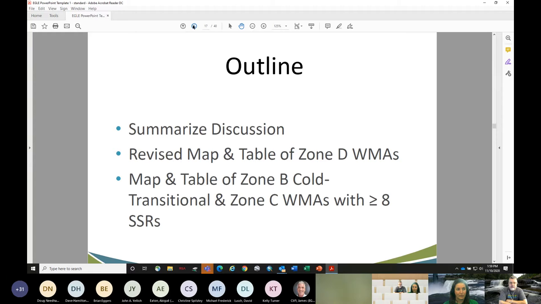Then we're going to present a map and table of Zone B coal transitional and Zone C water management areas that have had at least 8 site-specific reviews. The purpose of showing you these Zone B coal transitional and Zone C water management areas is to bring them to the council's attention as water management areas that should also be considered for additional data collection, modeling, and the possible formation of committees. And Dave, do you have anything you want to add at this point? Well, let's get to the maps, and I think it'll help people understand what's going on. Okay.